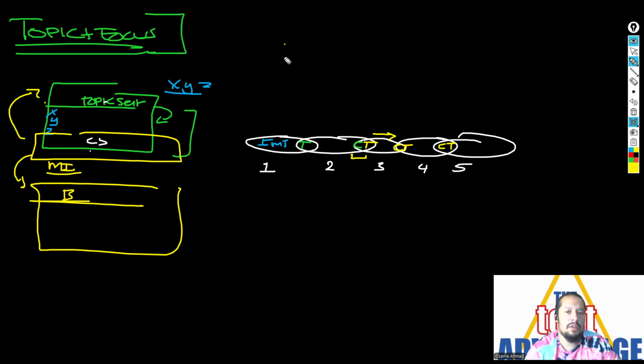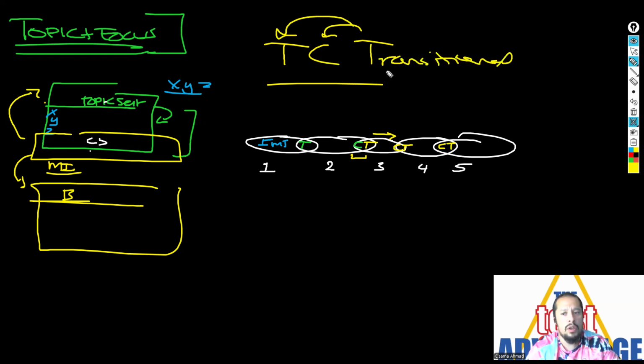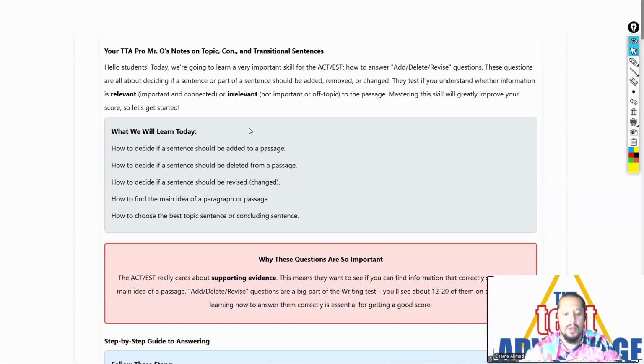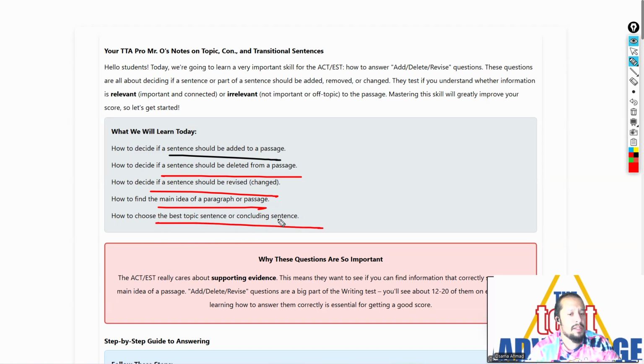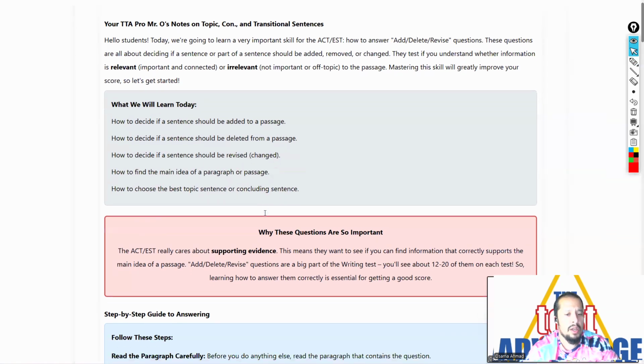And this is why we take all three together: topic, concluding, with transitional sentences, because the topic sentence and concluding sentence can also be transitional. It helps us move from paragraph to paragraph. So let's discuss these. We said the most important skill is staying on topic, on focus. Today, we are going to decide how to decide if a sentence should be added to a passage, how to decide if a sentence should be deleted, how to decide if a sentence should be changed, how to find the main idea of the paragraph or passage, and how to choose the best topic sentence or concluding sentence.